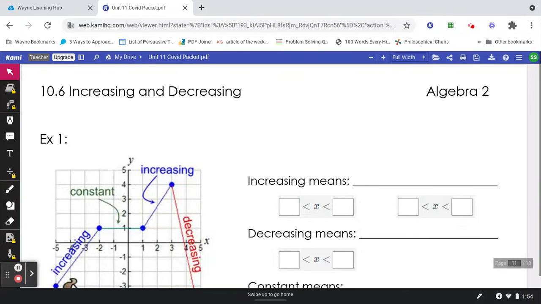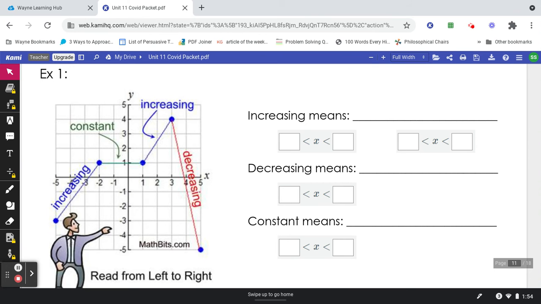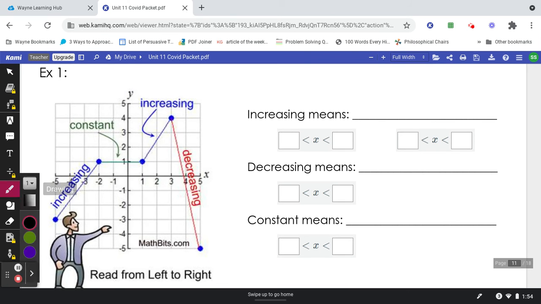These are the 10.6 notes for Algebra 2. We're talking today about increasing and decreasing. So you've got this chart here that gives you examples of what's increasing, what's constant, and what's decreasing. Increasing just means you are going uphill.